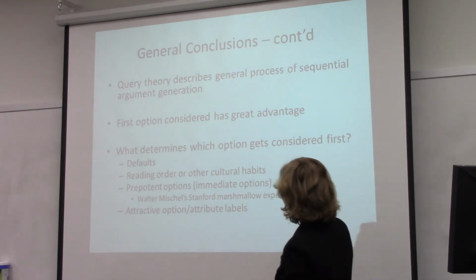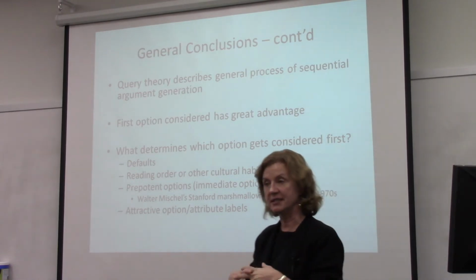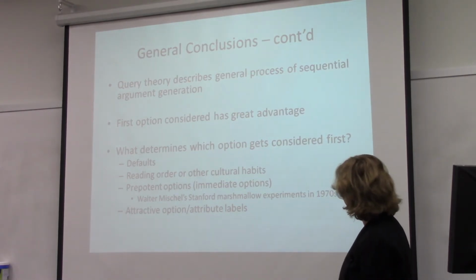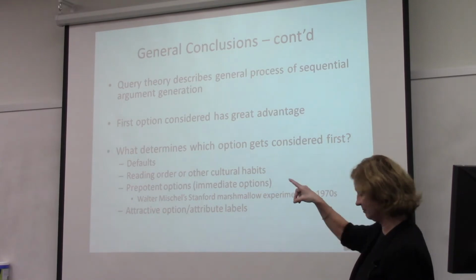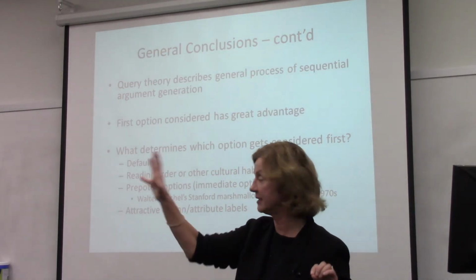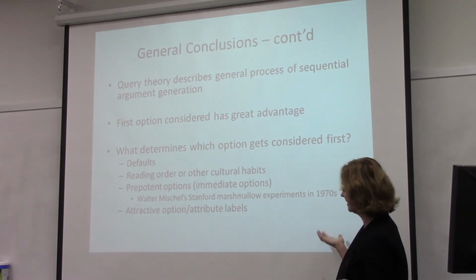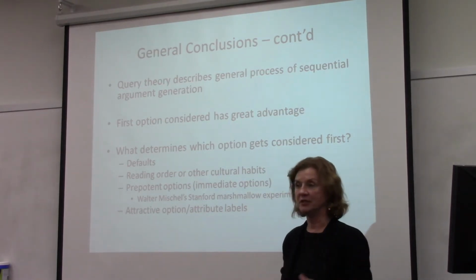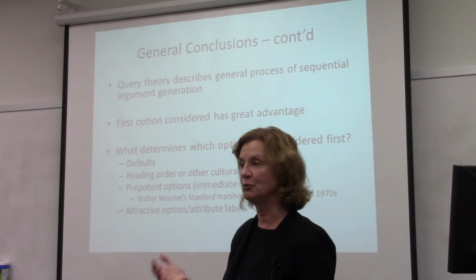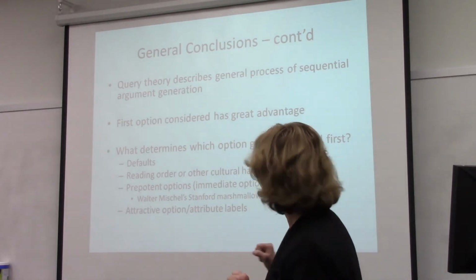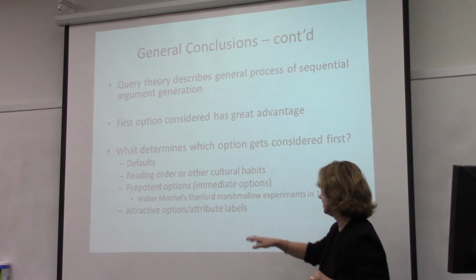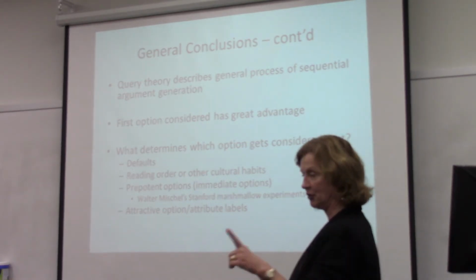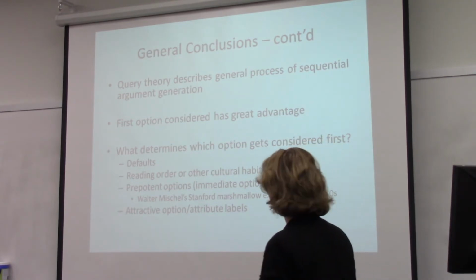Again, to summarize, the first option considered has a great advantage because its arguments for pursuing it are never inhibited. And then the million-dollar question is, which option does get considered first? The examples that I showed you had to do with the option being the default, immediate consumption or delayed consumption being the option that pertains unless you make a decision otherwise. Reading order or other cultural habits. Prepotent options like the immediate option, getting back to the marshmallow test, the 2-year-old in all of us who says, I want my cookie now, I'm not willing to wait. Or just the attractiveness or unattractiveness, the aversiveness of certain kinds of labels, that basically says, I'm not going to do anything that has to do with taxes, that's against my belief, against my religion.